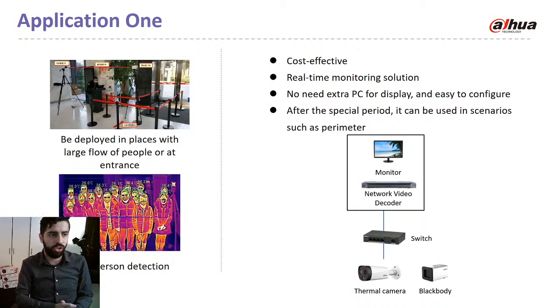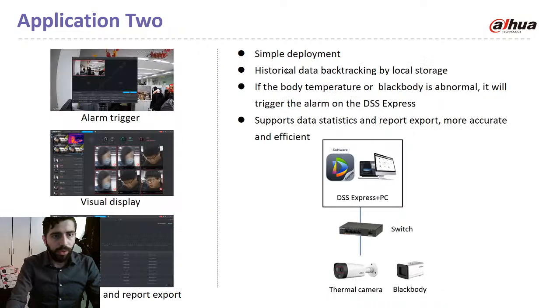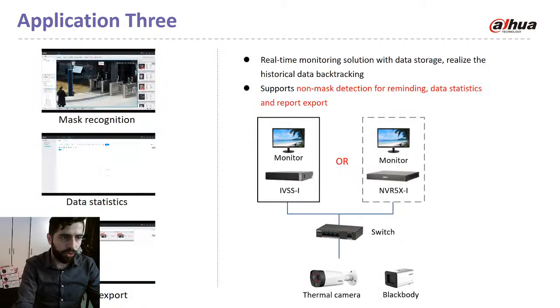It can be deployed in places with a large flow of people or at entrances. Okay, so it will detect multiple persons at a time. So you only need the thermal camera with the black body, the network video decoder. Okay, so simple deployment. Also, you can use only the camera with the switch and the PC with DSS Express for sure. This is application 3.